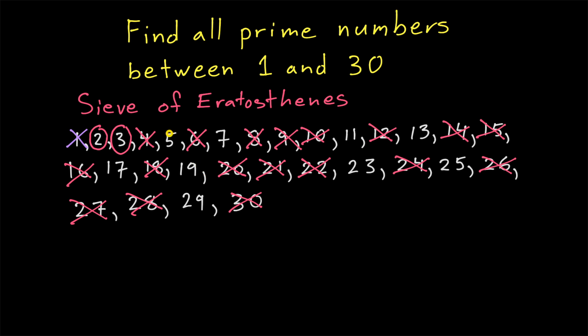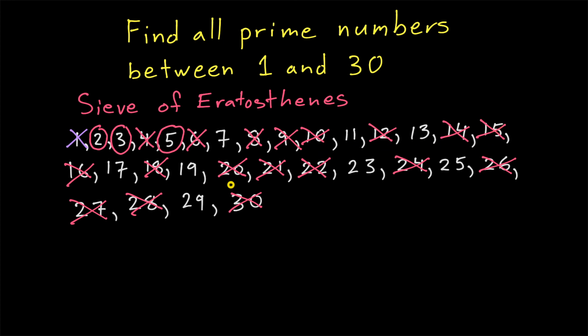Then do the same for the next number. So the next number that is not circled or crossed out is 5. Circle that number. And then cross out every fifth number after that. So 6, 7, 8, 9, 10. 1, 2, 3, 4, 5. Cross out the 10.